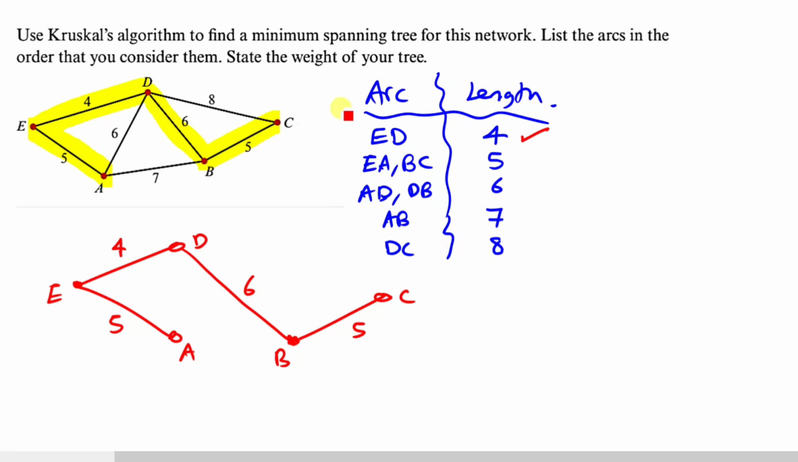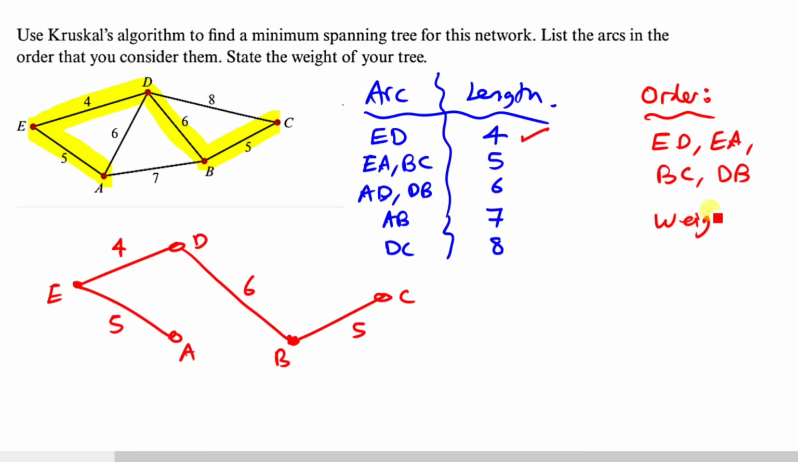Now to find the weight of the tree, it says here, list the arcs in the order that you consider them. Well, we firstly considered ED, which is 4, so we could say the order: we did ED, and then we did EA, and then next we did BC, and then finally we wrapped up at DB, in this order. And then finally we can say that the weight, which is very important, just means you sum it all up, is therefore 4 plus 5 plus 5 plus 6. And if you add it up, you should get a weight of 20.